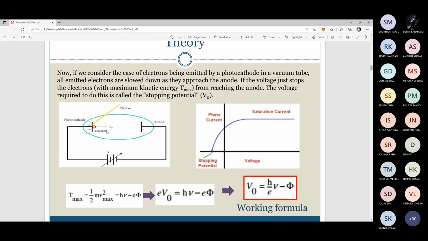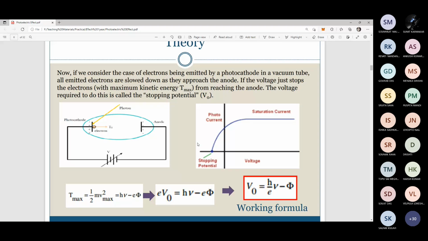But if we consider that the voltage is negative, it will repel in the opposite direction, right? When it repels, all the electrons which are ejected are not collected. And if we increase this negative voltage beyond some value, it will stop the photocurrent. That means it will repel all the electrons and no electron will be collected. So it will stop.